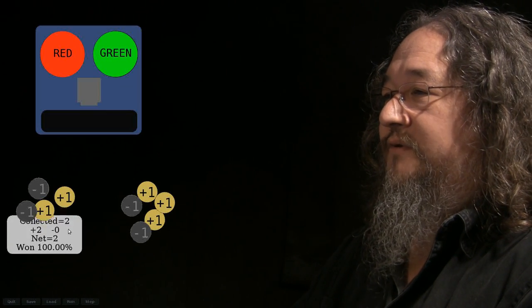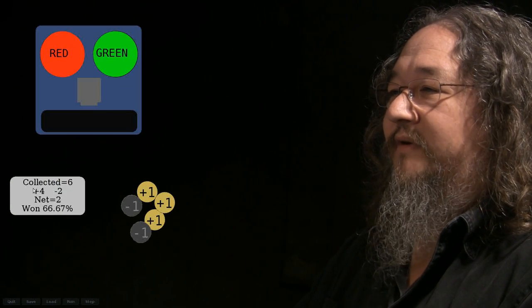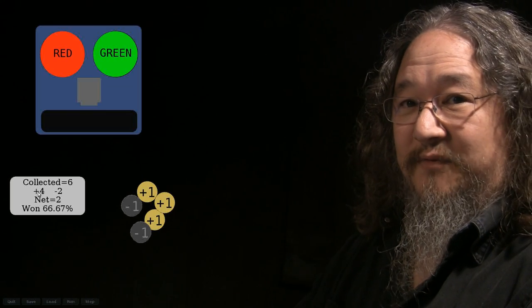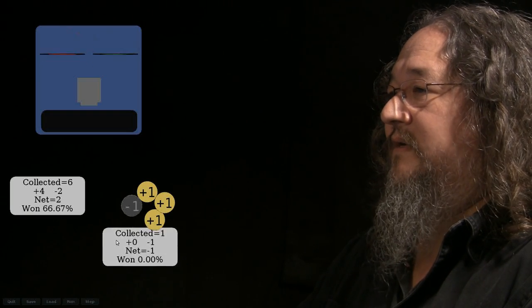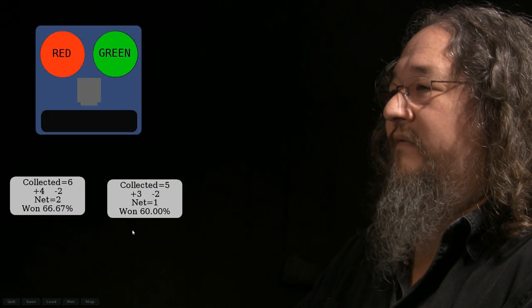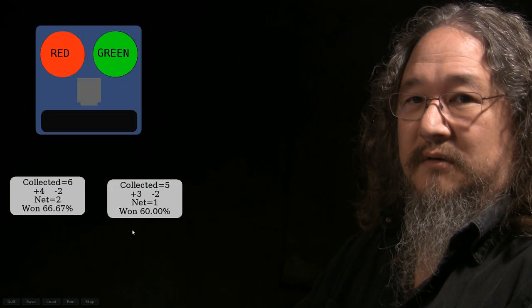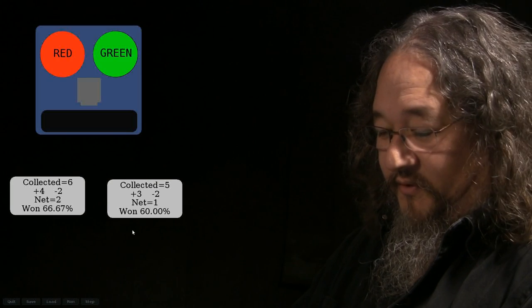The way it works, we just put it here and it vacuums up whatever it is. So far from the red side, we've got four good ones and two bad ones. We've got a guy for the green side. He's paying off at 3 and 2. They're both pretty good. Okay, so which one should we pick?